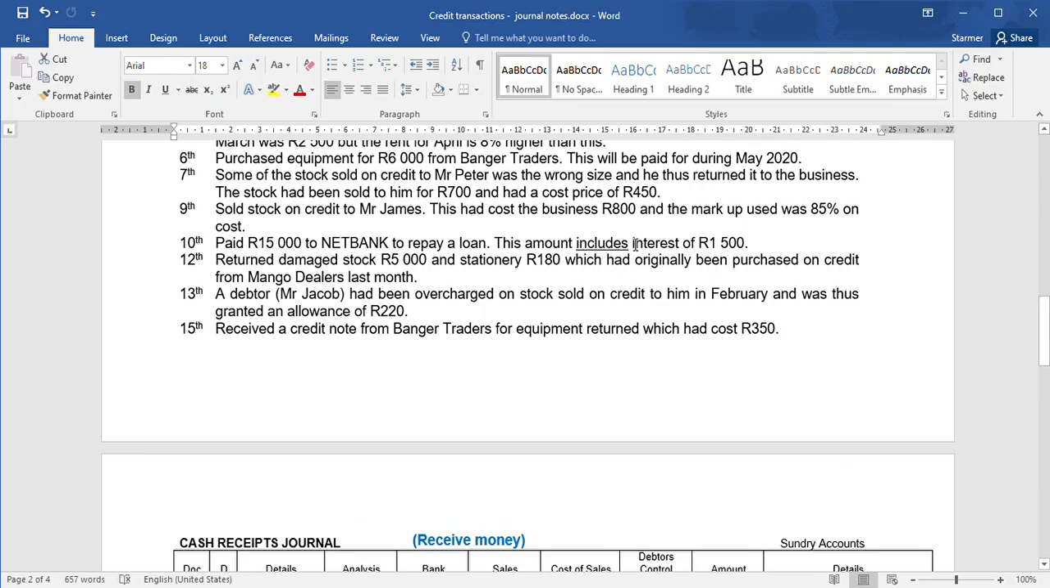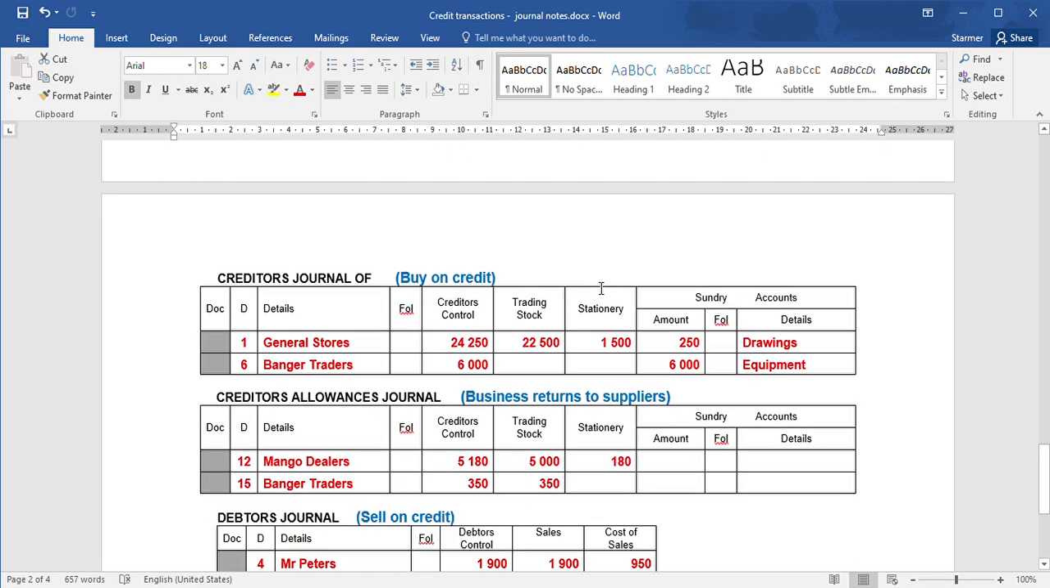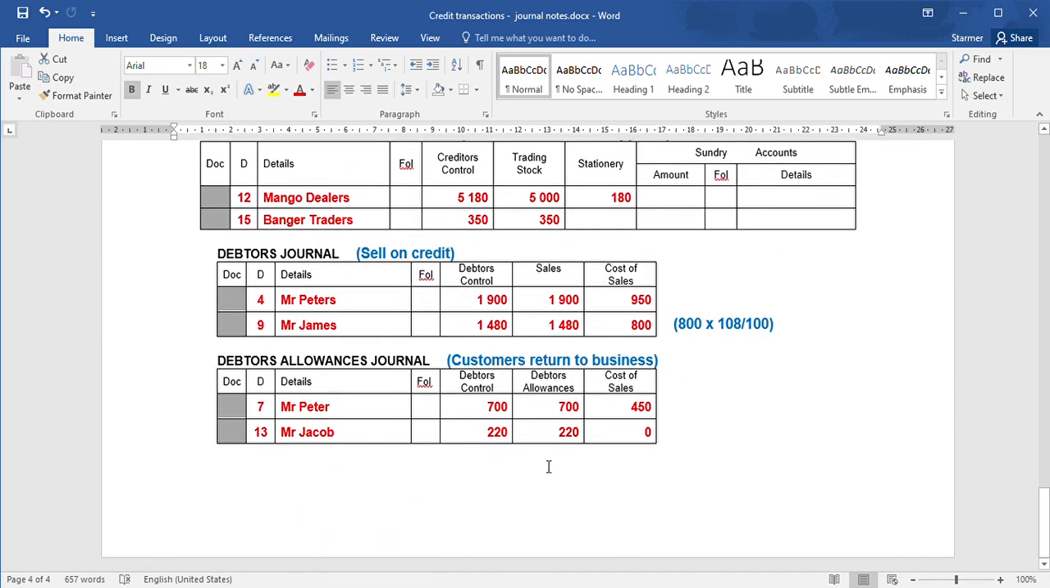Okay, then the next one. Some of the stock sold on credit to Mr. Peter was the wrong size and he returned it. The stock had been sold to him for 700 Rand, cost price 450. So your debtor is now returning stuff to the business. So that's going to get recorded in your debtors allowances journal. You have a column for debtors control, debtors allowances is a new column for you now, and then cost of sales. So that stuff is being returned to the business, so that's why it goes in the DAJ.